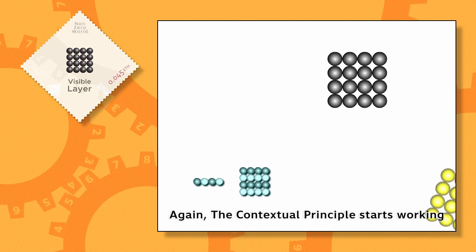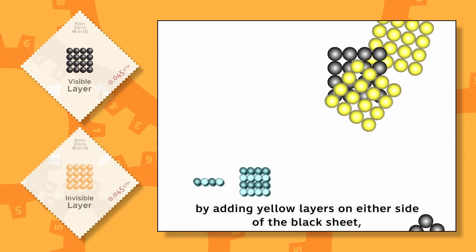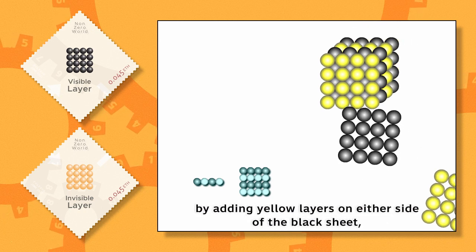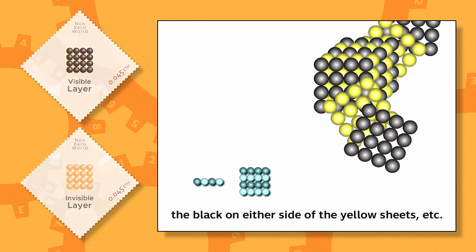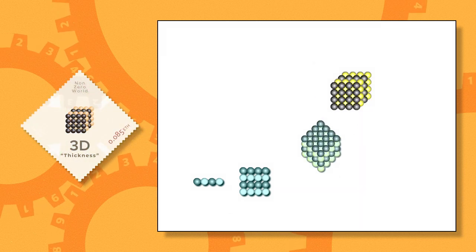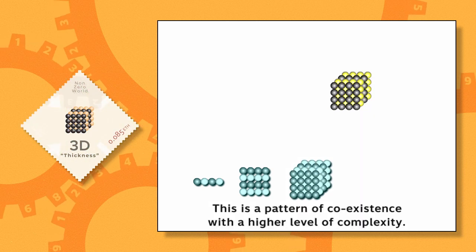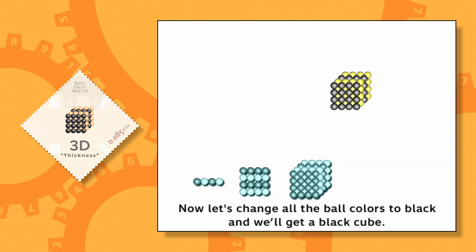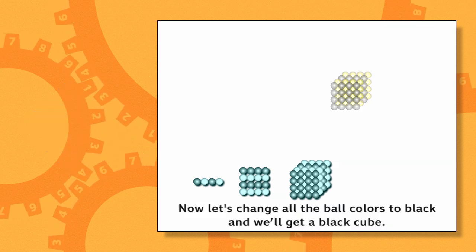Again, the contextual principle starts working by adding yellow layers on either side of the black sheet, the black on either side of the yellow sheets, etc., with endless alternate layers of black and yellow sheets. This is a pattern of coexistence with a higher level of complexity. Now let's change all the ball colors to black and we'll get a black cube.